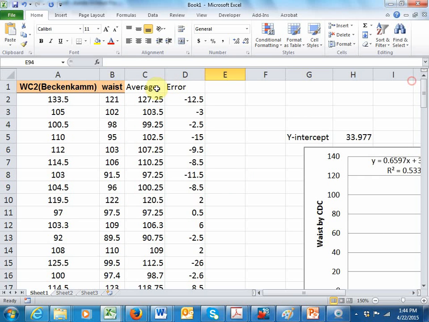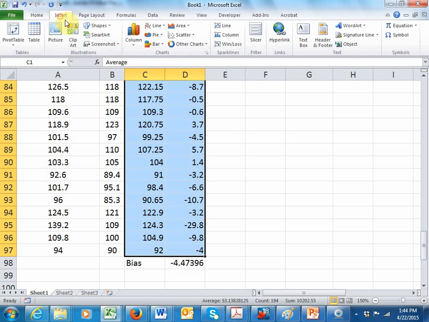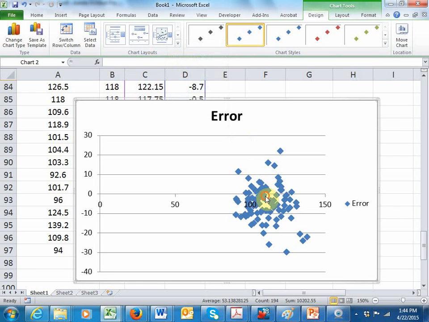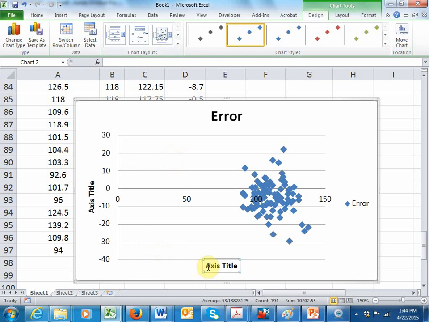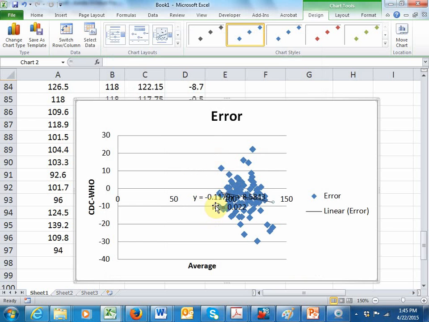One more time. This is not going to be a pretty Bland-Altman, but I'm going to show you what this looks like. Let me do this. I'm going to put a trend line in this too. Okay, here we see something interesting. Maybe you don't see it, but I see it.